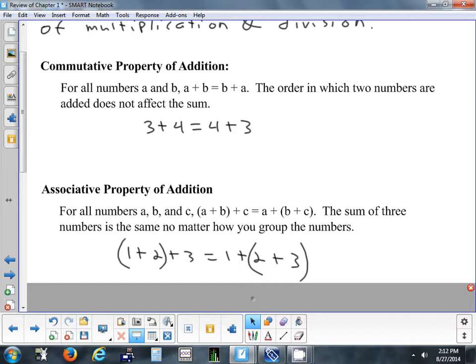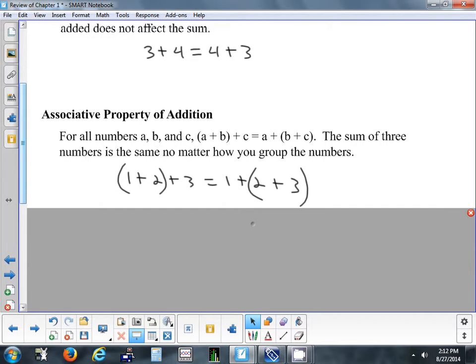How are you putting your parentheses in there? And watch what happens if you do it on the left. What's 1 plus 2? 3. What's plus 3? 6. Now try it over here. If you do what's in parentheses first, 2 plus 3? Plus 1? 6. So what I'm showing you is that where you put the parentheses when you're adding something up doesn't matter. Okay? And that name for that is called the associative property.